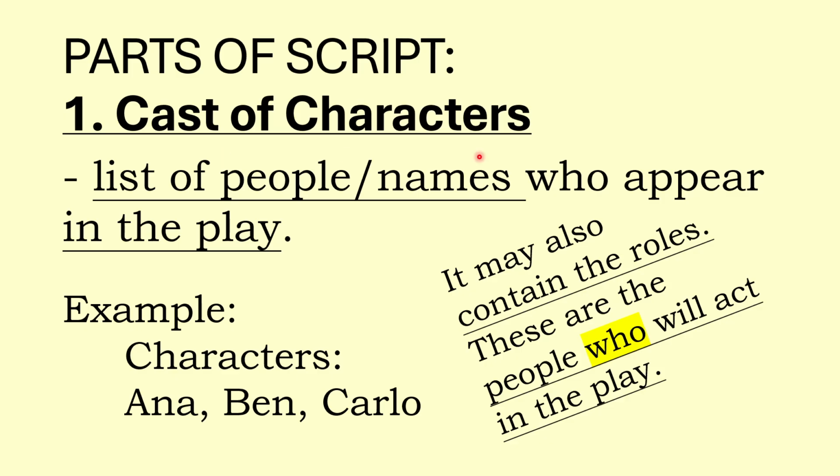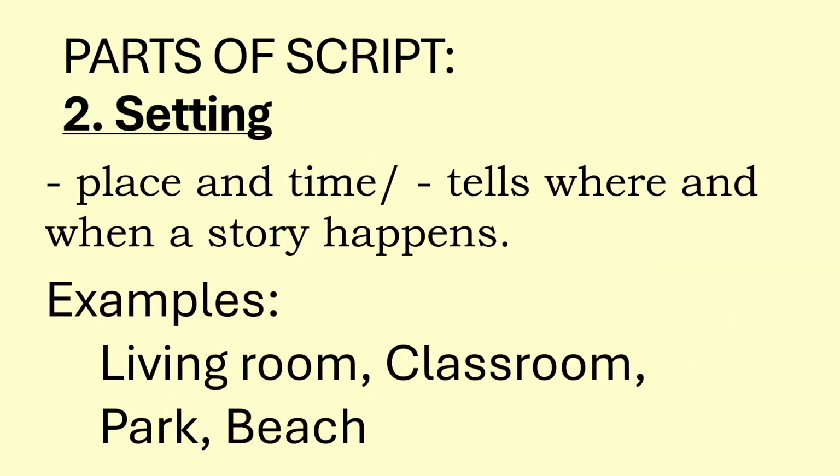When we talk about cast of characters, these are the people or names who appear in the play. Sometimes they also tell you their part or role, and the details. Example is Anna, Ben, Carlo. Setting is the place and time. It tells where and when the story happens. Example, living room, classroom, park, or beach.